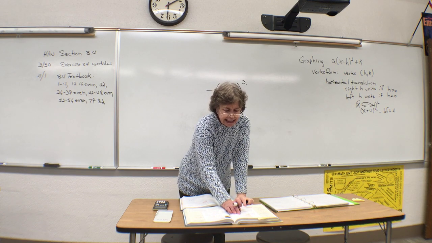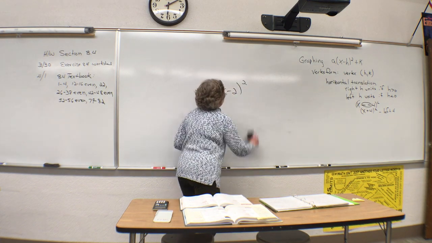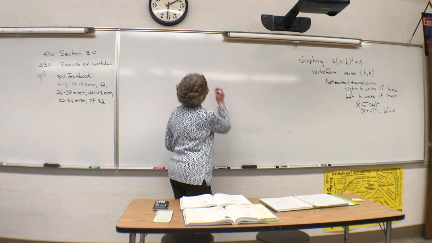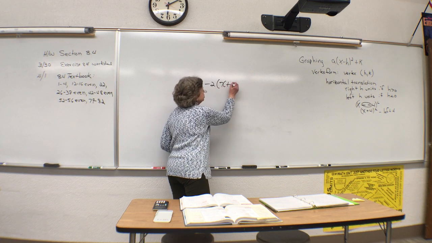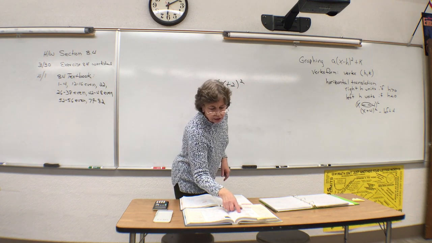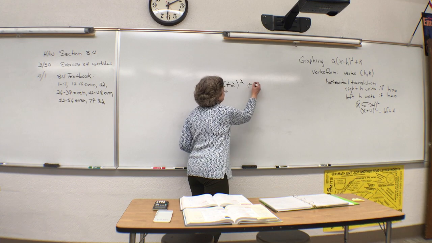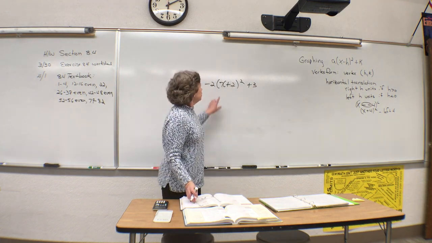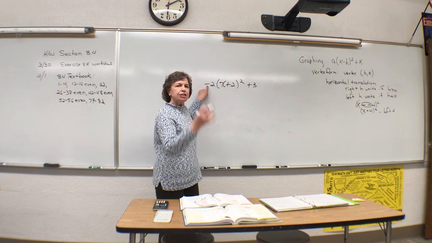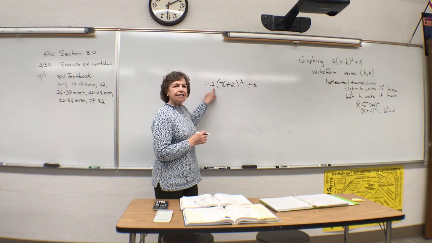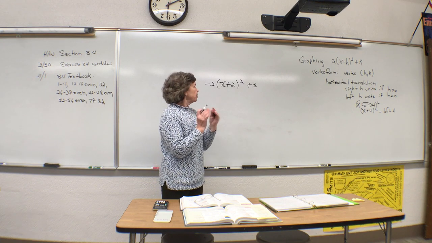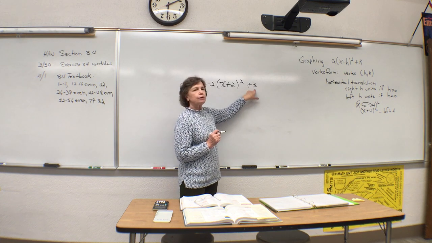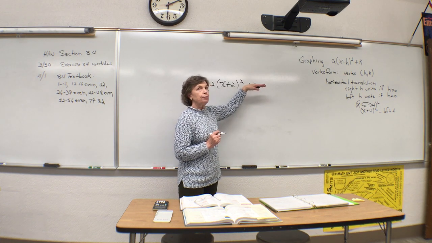If I'm looking at example number 3, where we're graphing negative 2 times x plus 2 squared plus 3, and we're comparing that with its parent function of f of x equals x squared, what do we know happened? Negative means it's reflected, 2 means it's been stretched, so it'll be narrower. This 2 means I'm shifting to the left 2 places, and 3 means I am translating it up 3 units.